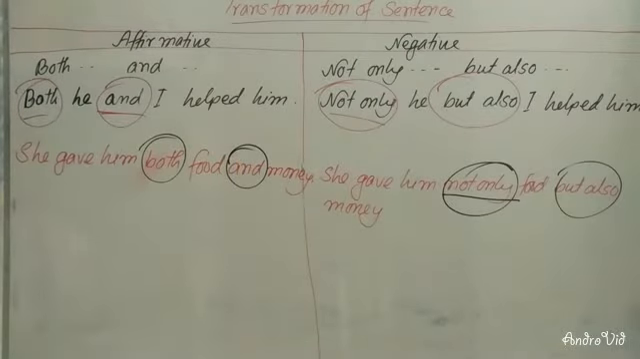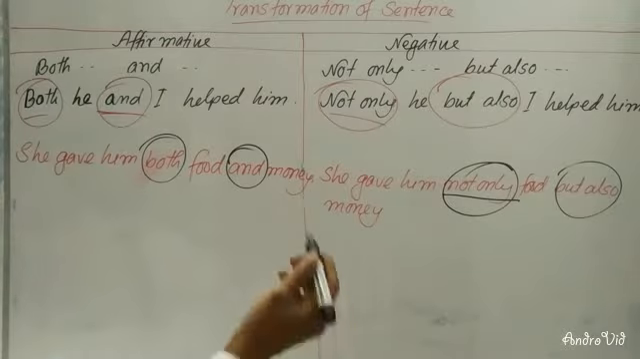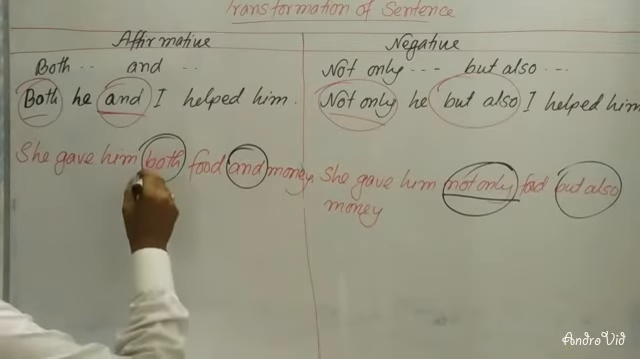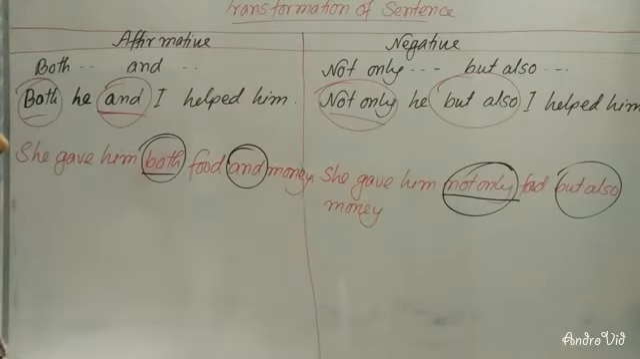So if you have not only in negative sentence, at the time of changing it to affirmative, you will have to write both instead of not only and and instead of but also. So dear learners, I'm going to give you more examples to make it clear here. So follow me.